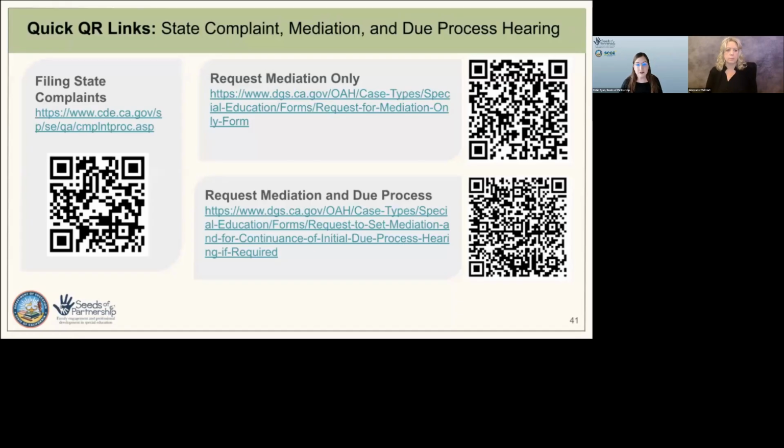Okay, so in this session, we talked about state complaints, mediation, and due process hearings. We'd like to share a few direct links to those items. The first one is a link to a page on the CDE, or California Department of Education, website about filing a state complaint. The next two are from the Office of Administrative Hearings on requesting mediation only, and also on requesting mediation and due process. These links can also be found in the chat.